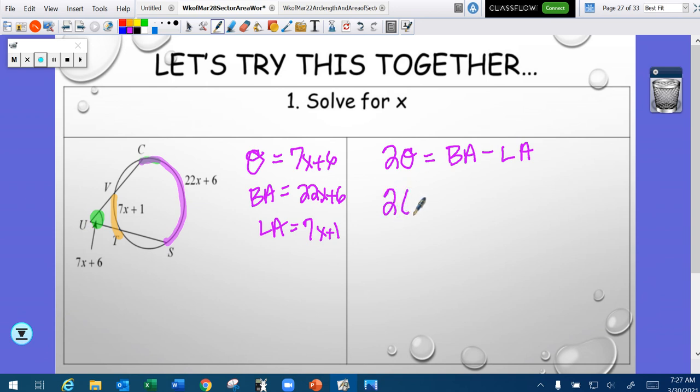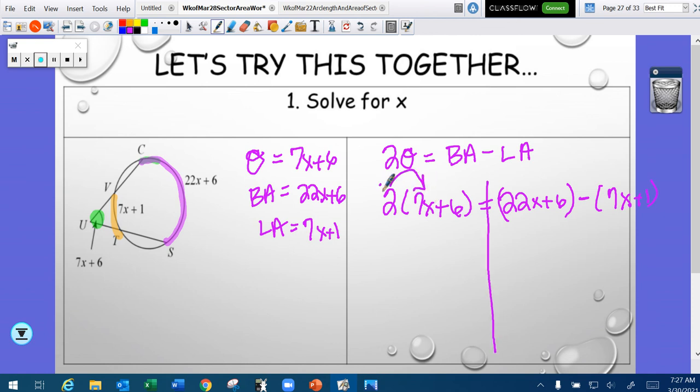So 2, and anytime you substitute something in a formula, make sure you put it in parentheses. So theta is 7x plus 6. The big arc is 22x plus 6. And the little arc is 7x plus 1. There's a 2 in front of here. We're going to use our algebra. 2 in front of here tells me to distribute, use the distributive property. So 14x plus 12 equals, there's no number in front of here, so I can just drop the parentheses.